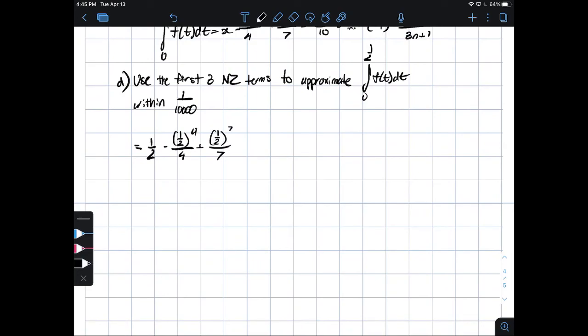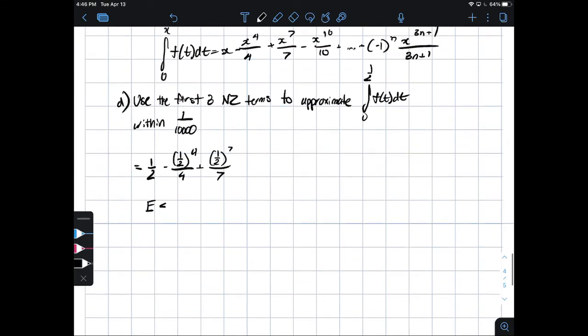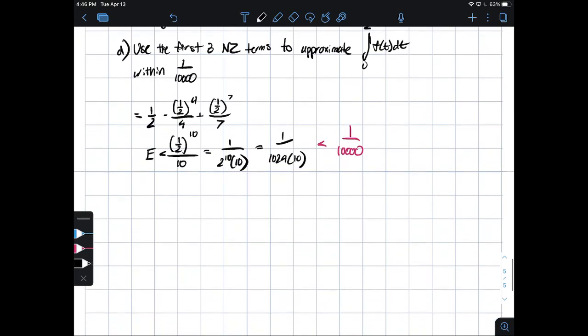Therefore, we see that we have an alternating series. So our error is going to be less than the next term. And that next term is going to be 1/2 to the 10th over 10, which is equal to 1 over 2 to the 10th over 10, which is also equal to 1 over 1024 times 10, which is clearly less than 1 over 10,000. And that is our answer.